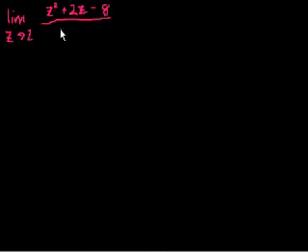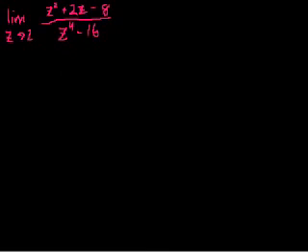If I remember correctly, the first problem was the limit as z approaches 2. Oh no, not x, there's no x, it's z, of z squared plus 2z minus 8, all of that over z to the fourth minus 16.